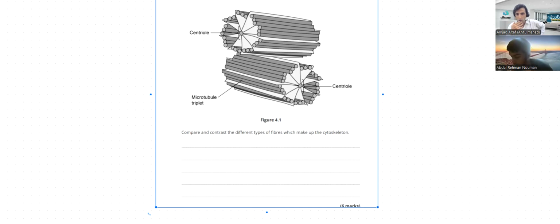Okay. So what about microfilaments? They're made up of actin protein. Let me just give you an idea about it. It's thin as compared to the microtubule. So it's important in cell shape and movement.